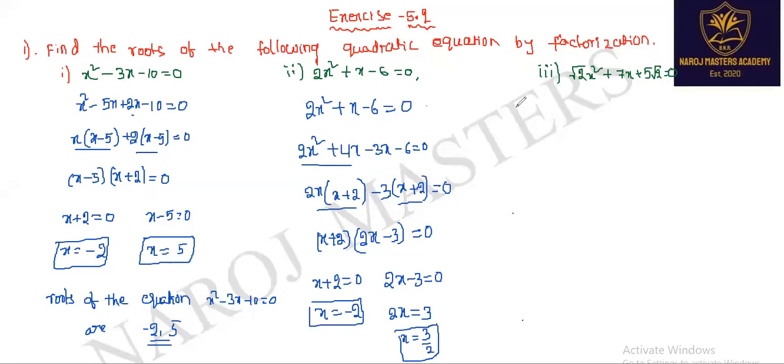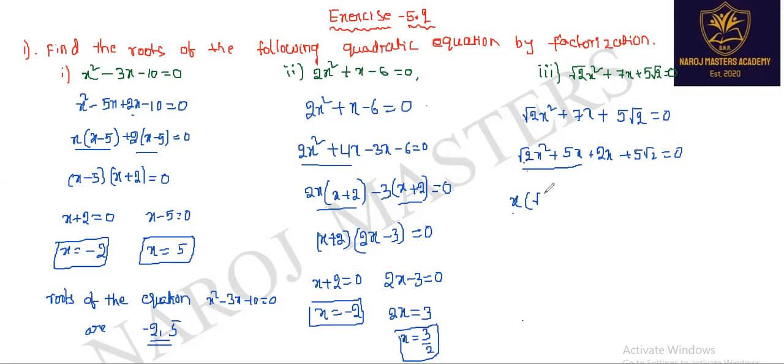Split the middle term here. So first of all, write as it is: root 2 x square plus 7x plus 5 root 2 equal to 0. Now split this term into two parts. So root 2 x square plus 5x plus 2x plus 5 root 2 equal to 0. Now take root 2x common from these two terms. Root 2x. Now from this term take x common. Then what you will get? Root 2 into x. That is root 2.